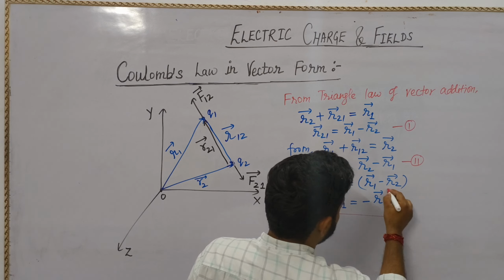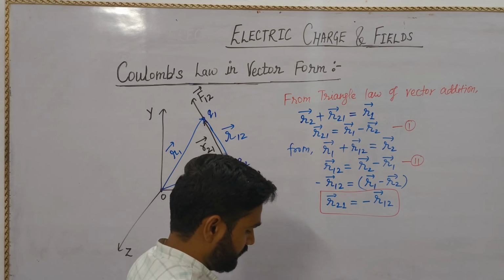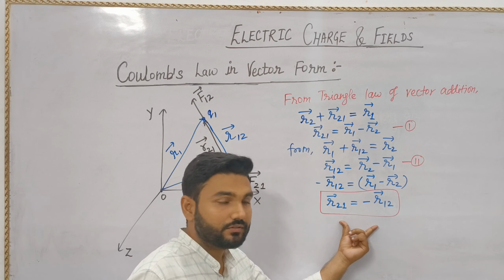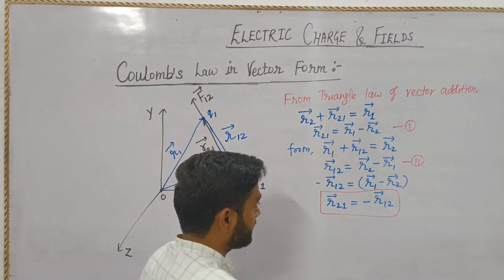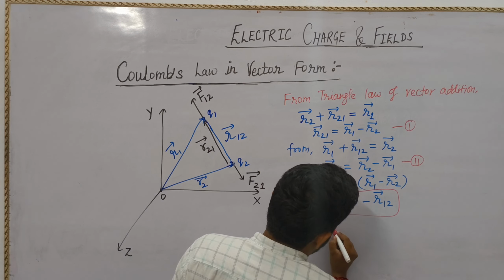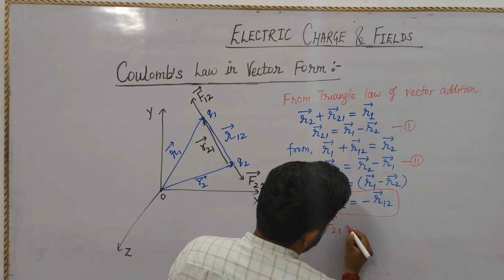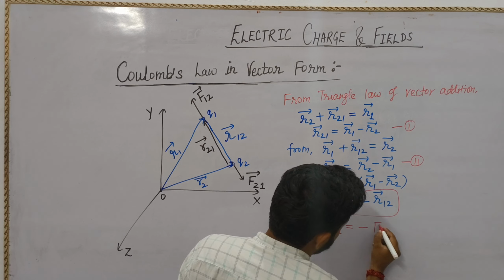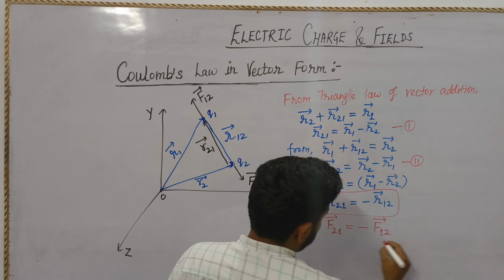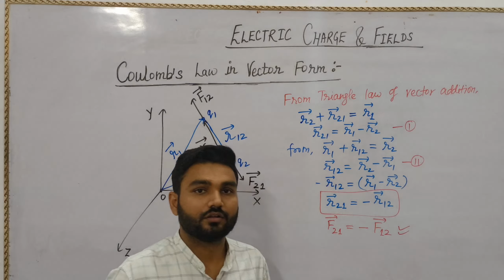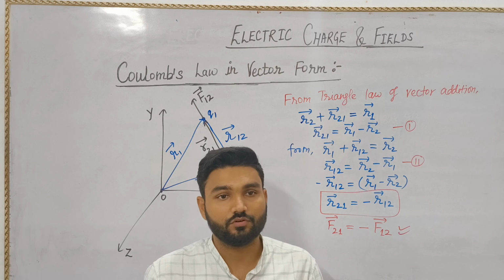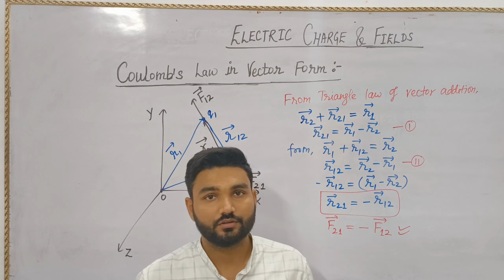From this conclusion, if we put it in Coulomb's law of force, then we can say that F21 vector is also equal to minus of F12 vector. This is the Coulomb's law in vector form. Okay, done.